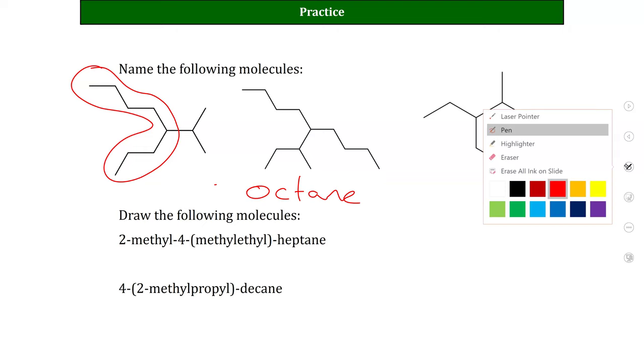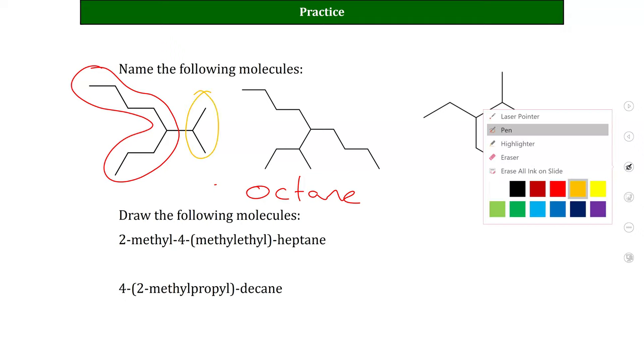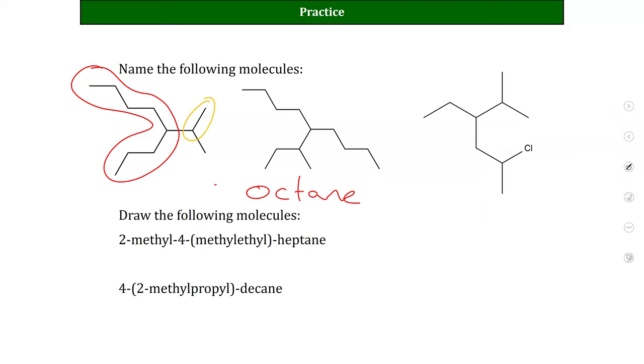And octane with a complicated branch, right? That complicated branch is an ethyl group that has on it a methyl. And the way to know if it's a complicated branch is if you start at the main molecule and you try to go to the end of the branch, if at any time there's two different directions you could go, it's a complicated branch. And you should be using parentheses.